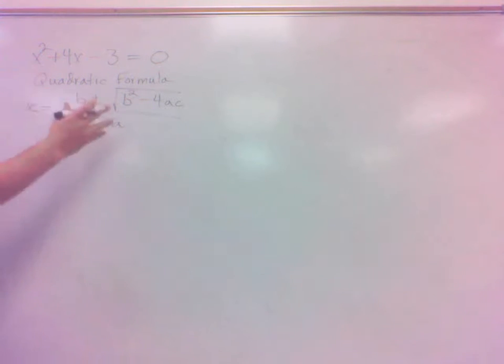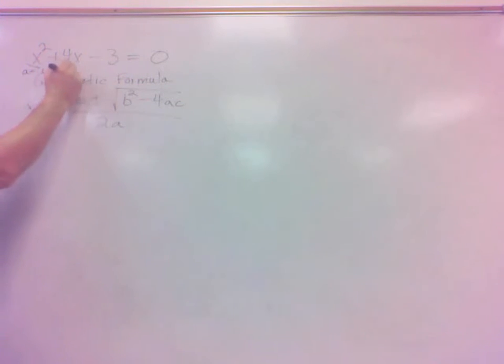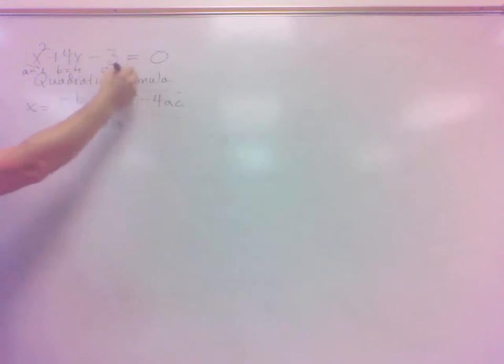Now, what do I mean by a, b, and c? A, b, and c are the coefficients up here. A is the coefficient of your x squared, and since there's not one showing, that's understood to be a 1, 1x squared. And then b is what's times the x, so b would be 4. And c is the constant, and in this case, that would be negative 3. Take the negative with it.